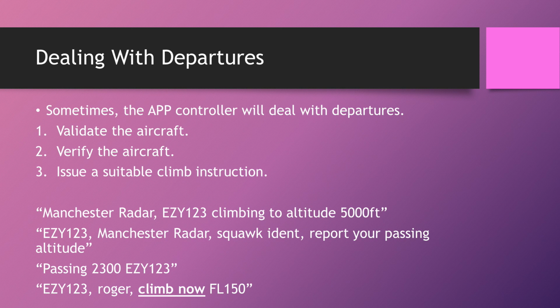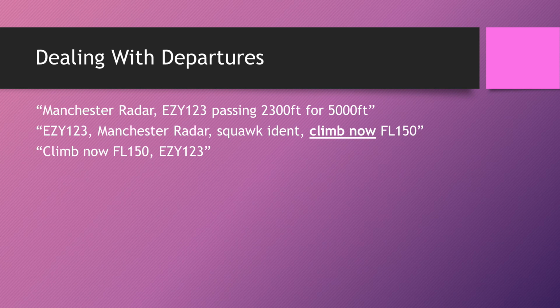Let's move on to another example just to reinforce this departure situation. An aircraft calls up, and this time they report what they're actually meant to: Manchester Radar, Easy123, passing 2,300 feet for 5,000. Easy123, Manchester Radar, squawk ident. So again, you're validating the aircraft. The next step, remember, is to verify the aircraft. The aircraft's already told us their passing altitude, so we don't have to ask them for it again. Because they've already told us, we just check that it's within the plus or minus 200 feet parameters. If it is, we've also verified them, so the last step is to issue them a climb.